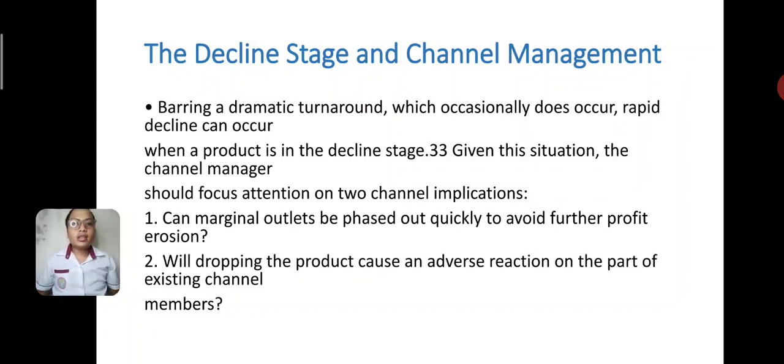Can marginal outlets be phased out quickly to avoid further profit erosion? First, you can phase it out so you don't supply when nobody is buying, so you don't lose money. Will dropping the product cause an adverse reaction on the part of existing channel members? So, it's up to you. Or else, lower the price so you can keep up with the new products.